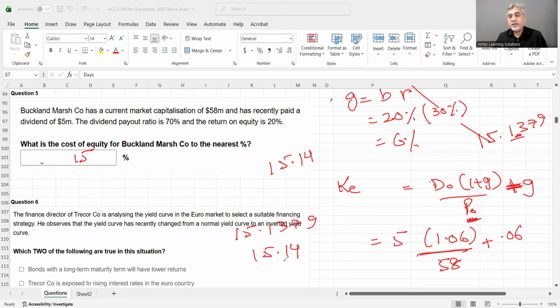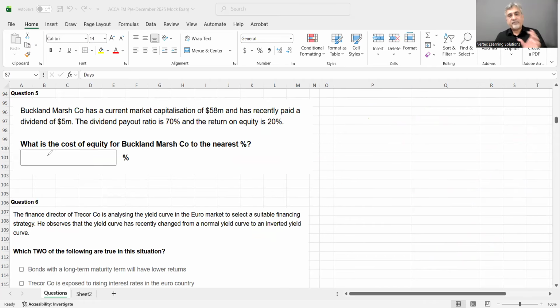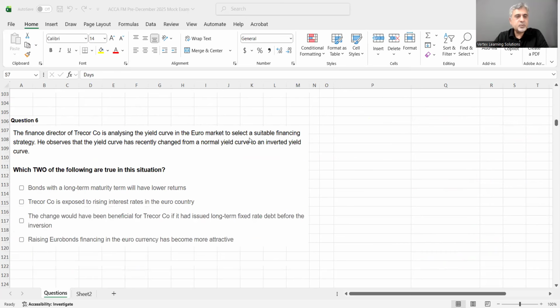Okay. If you write down 15.14, you will get 0 marks. So be careful about these instructions. Whenever you have empty space to write down your answer, make sure how you have to present it. Okay. Next is question number 6.